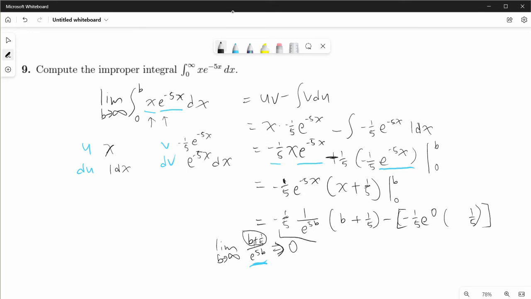So this whole front here is just 0. And then we only need to calculate for the latter part. And e to the 0 is 1. And double negative would be a positive, and we'll have 1/5 times 1/5, which is 1 over 25.